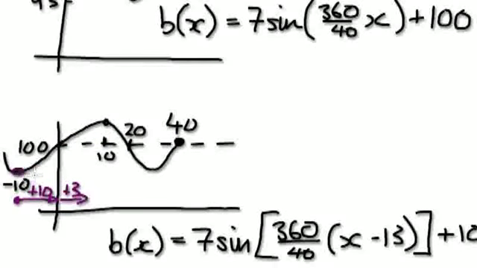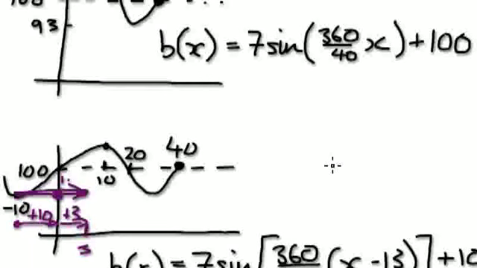If this distance here is 10, then to move it across so it syncs up at 3 in the morning, we need to shift it across by 10, which would take us to here. Then we need to shift it across by another 3 to sync it up with 3 in the morning. So overall, we need to shift by 13. To move this from here to here by 13, you would put x minus 13 into here.